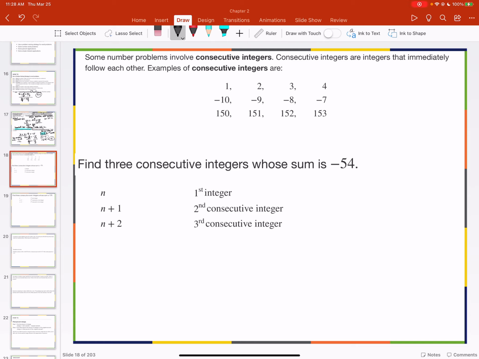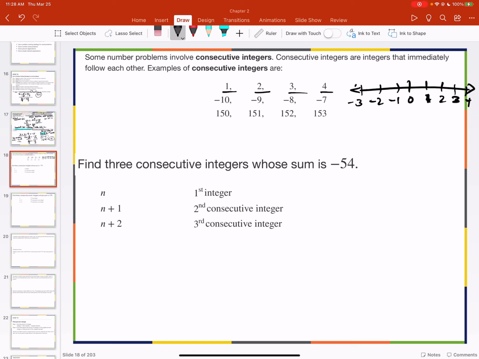All right. So some of the problems that you will encounter use what we call consecutive integers. Now, don't let that word disturb you or bother you. Consecutive just means one right after the other, okay? So look at these examples. We have consecutive integers. If you think about the number line, they're the numbers that immediately follow each other. So consecutive, right? Increasing. So you have 1, 2, 3, 4.